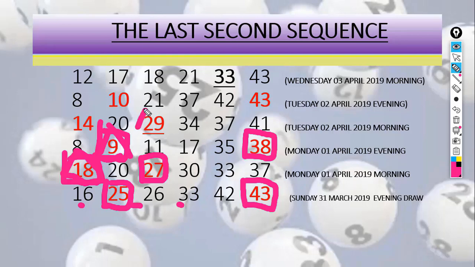So you notice that in this sequence we are using two methods. We are alternating two methods: the last number and the second number, then the first number and the third number, then the last number and the second number, and so on.